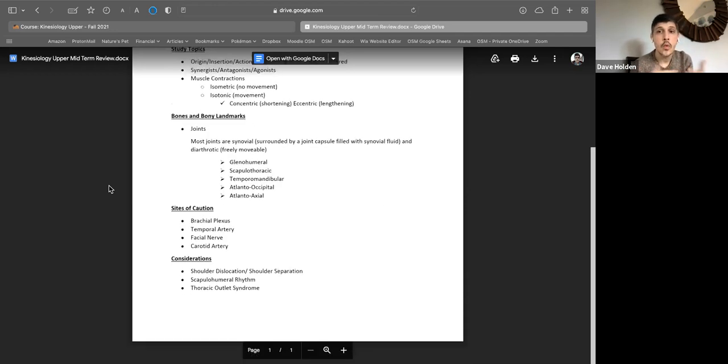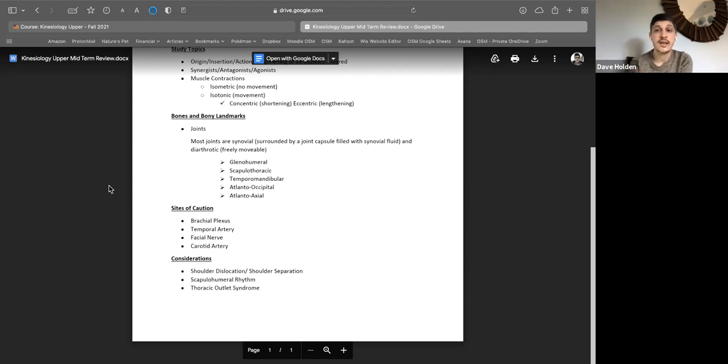Sites of caution. What is it? Why is it there? Like, what's the deal? Brachial plexus. What's the temporal artery? Where's the carotid artery? Why are they important? What are these structures? And what structures are creating the impingement on them? So brachial plexus, what puts pressure on the brachial plexus? We talked about 2 things so far.